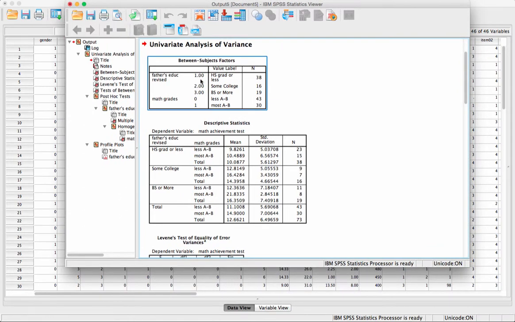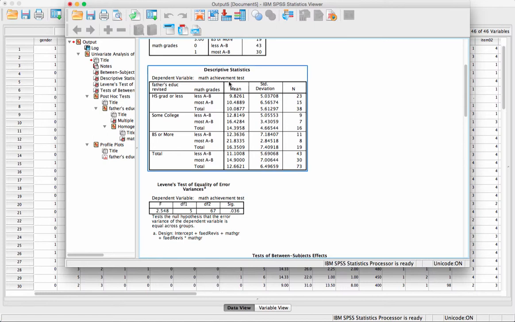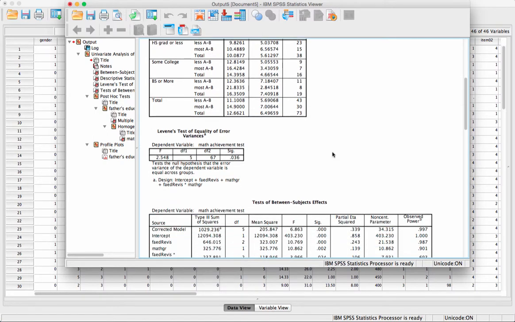So in this case, again, we see our coded levels of father's education and the numbers in each level. But now we also have two levels for these students, less than AB or mostly AB. And so we need to make sure that these numbers are correct. This table gives us the math achievement means and the standard deviations for less than AB and mostly AB by each level of father's education for these students.